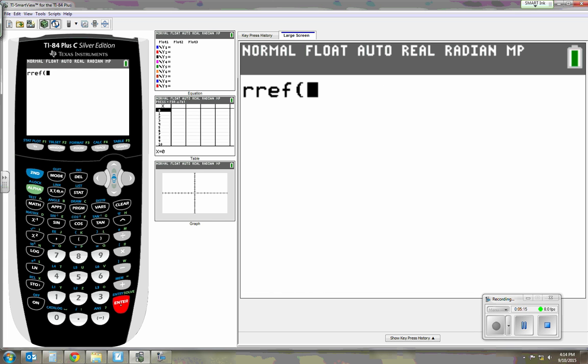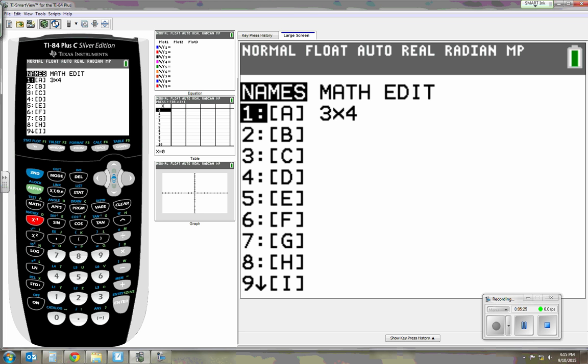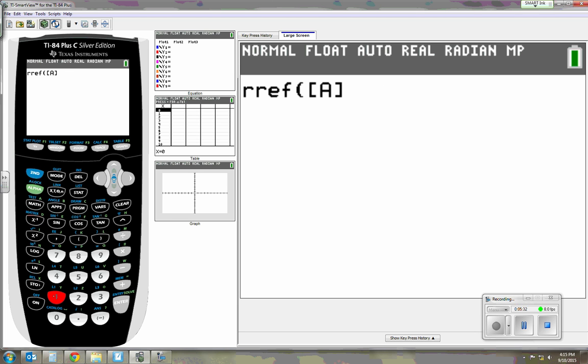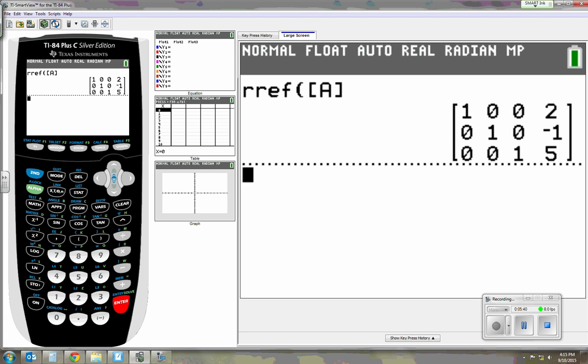So we're going to select this. And in our screen, it pops up RREF in a parentheses. Now we have to put our matrix inside of this. So to do that, we do second matrix. And we push 1. If you notice, we have the 3 by 4. That means we have a 3 by 4 matrix saved there. So we're going to push 1. So matrix A is going to be reduced row echelon form. That's the calculation that we're going to do in the calculator. So we're going to push enter.